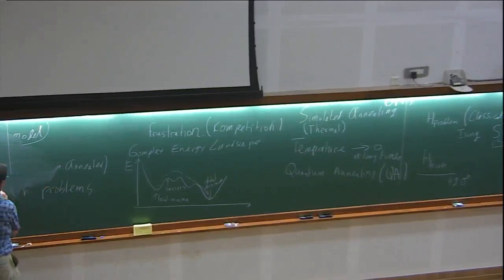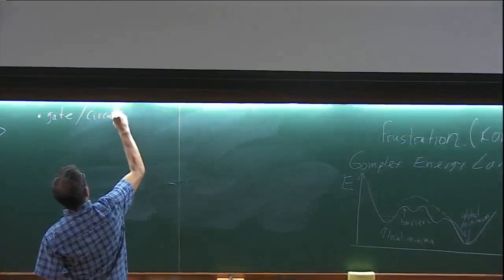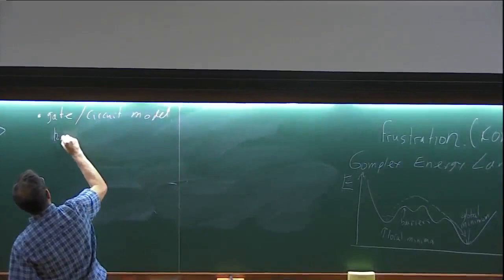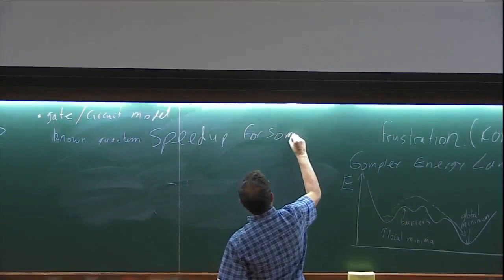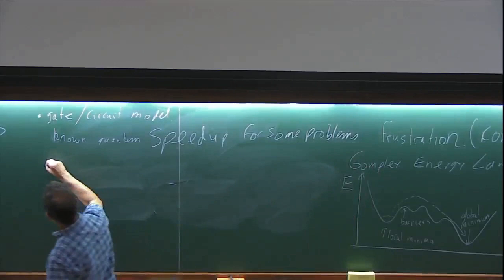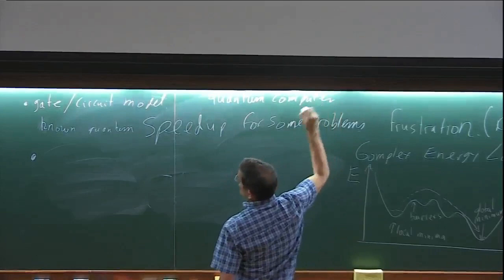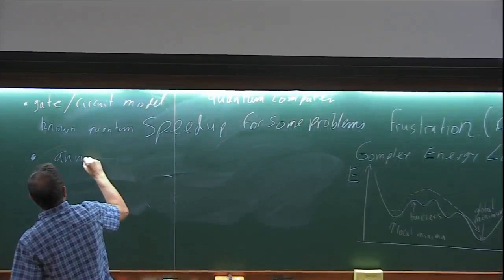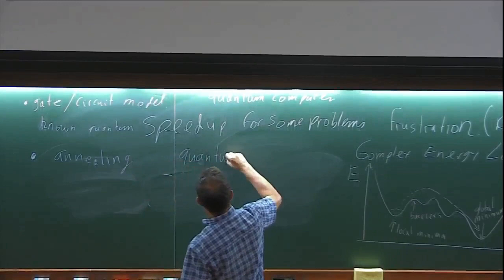So different types of quantum computer. There is a known quantum speed up for some problems. I am writing too small, I think. Then there is, and we'll call this a quantum computer, such a device. And then there are the devices which use some sort of annealing or quantum annealing, and we won't use the word computer for that, just to distinguish them, we'll say these are quantum annealers.